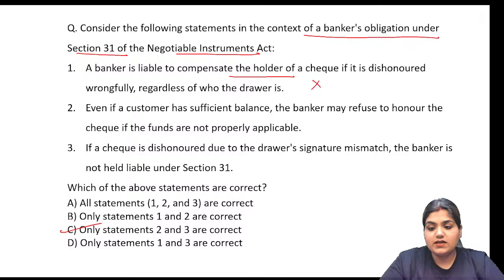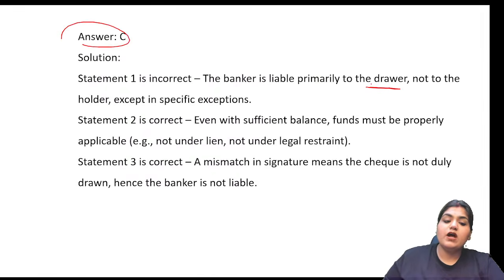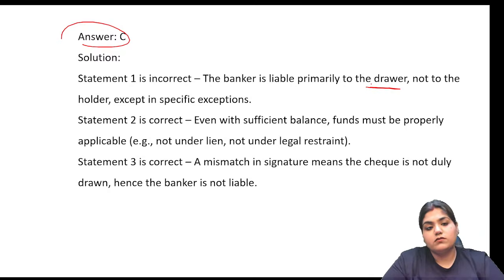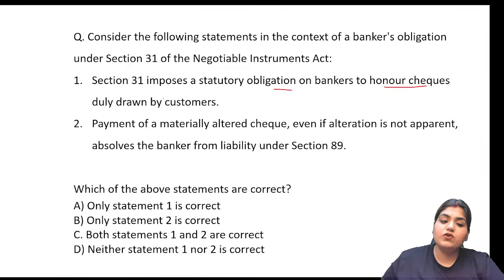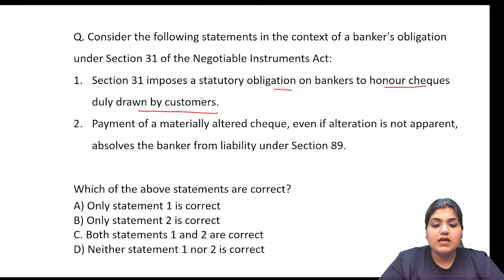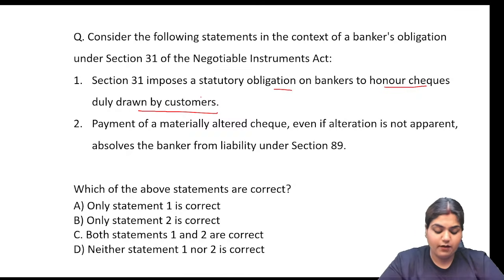C is the correct answer. The banker is liable to the drawer and not to the holder. Next question. Which of the following statements in the context of banker's obligation under Section 31 are correct? Section 31 imposes a statutory obligation on the banker to honor a check duly drawn by the customer. Yes, it is the responsibility of the bank to honor the check. If there is money in the account, you pay that amount.